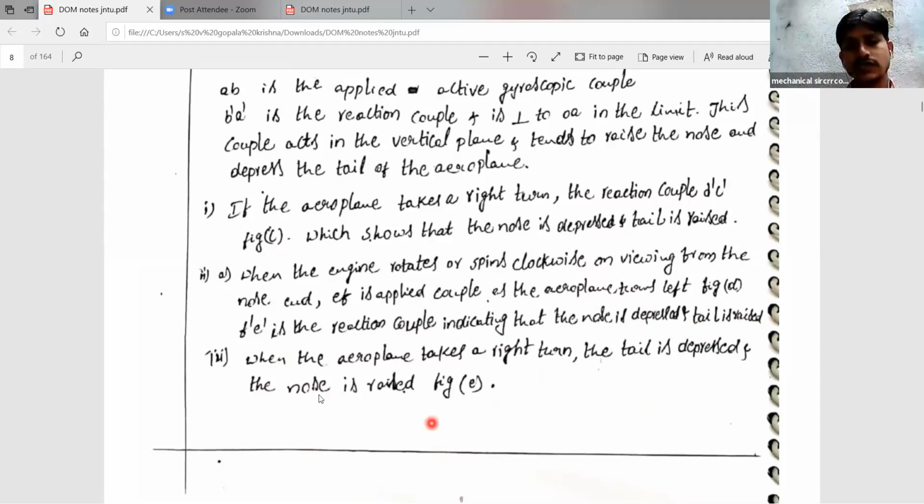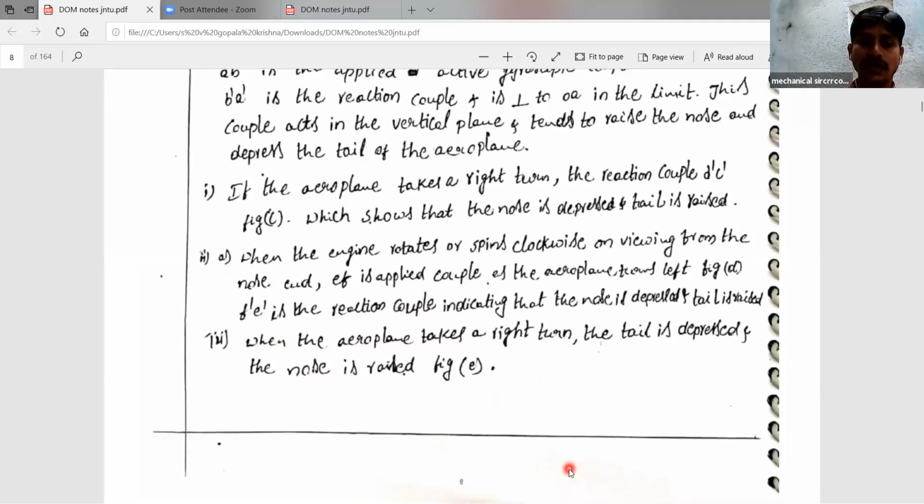And going to the last one, the condition will be the same, but the aeroplane takes a right turn. Then the tail is depressed and the nose is raised. Here we may change that. That is, the nose end is raised and the tail end is dipped. Those are the conditions available here.